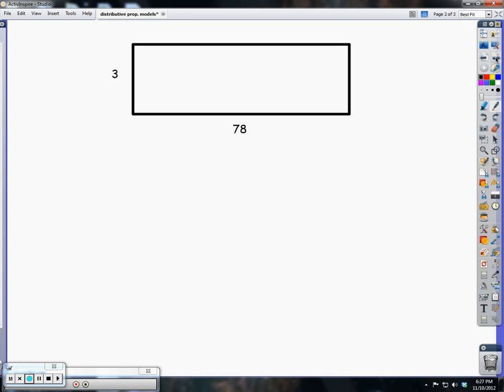Now, we can use that same idea with a rectangle that doesn't have all of the little squares filled in for us. The grid is invisible. It's not actually there. So we're going to use that idea in order to help us solve this mentally. So typically, to get the area of this rectangle, we would multiply 3 times 78. But let's break down the 78 into 70 plus 8.